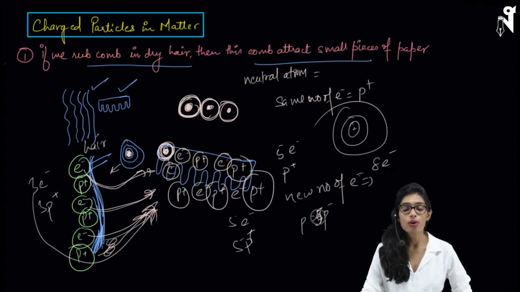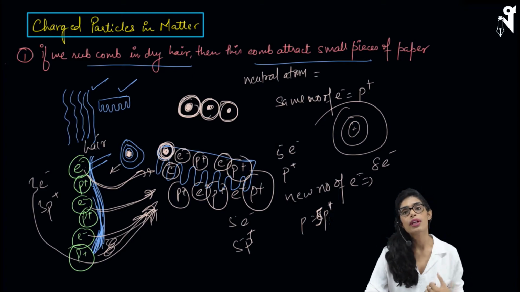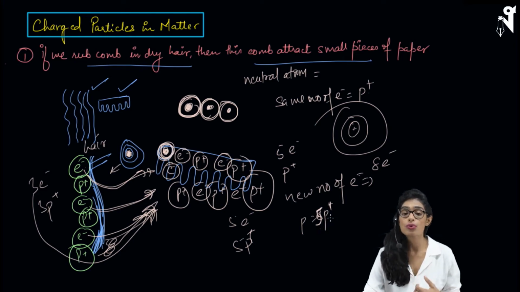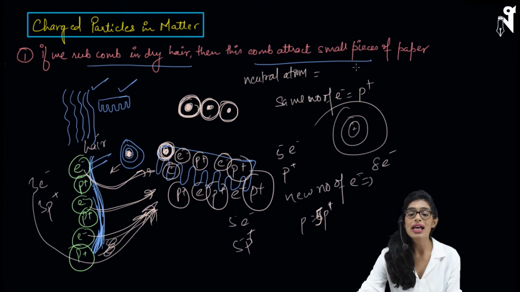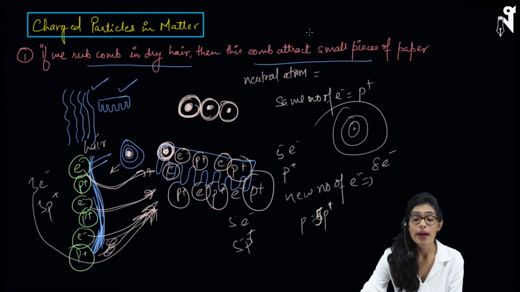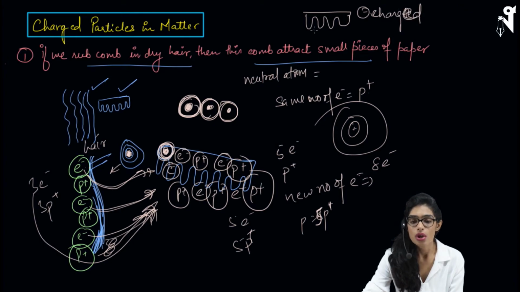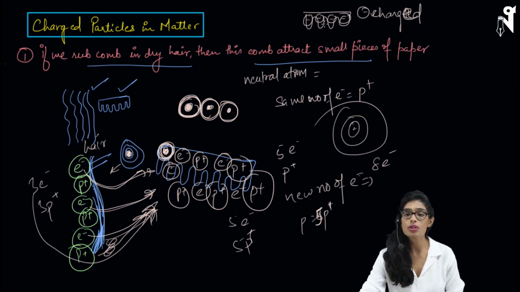So what can we say? That now the number of electrons on the comb is more than the number of protons present there. Earlier, my comb was neutral because it had the same number of electrons and protons, but now the number of electrons is more. And hence, my comb will be negatively charged. Negative I've just mentioned with a minus, okay? Negatively charged, or you can say it will have an excess of negative charge on itself.